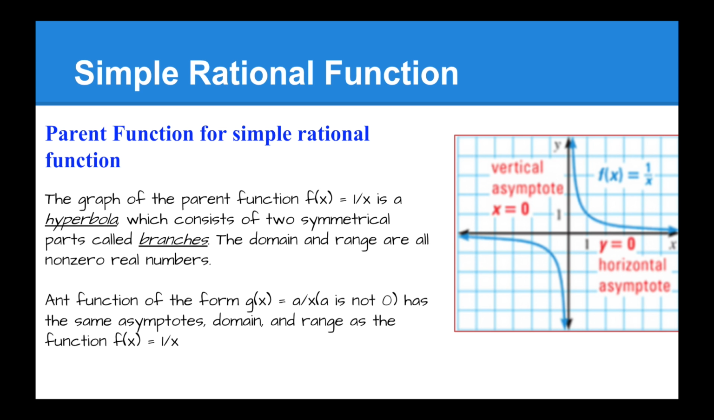So now we are going to look at simple rational functions. The graph of the parent function f(x) = 1 divided by x is a hyperbola which consists of two symmetrical parts, and they're called branches. And a function of the form g(x) = a divided by x, where a is not zero, has the same asymptote, domain, and range as the function f(x) = 1 divided by x. Do you get it, class?